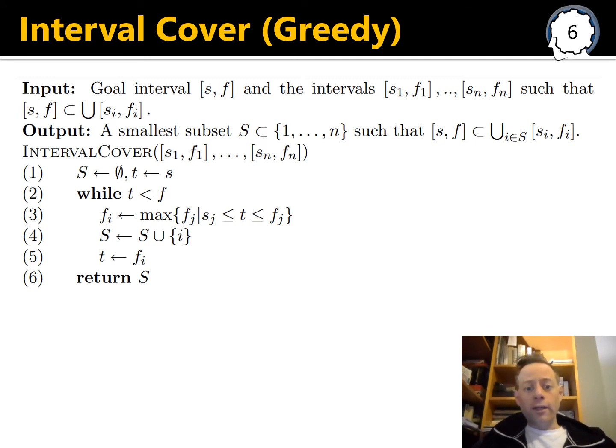So here you're given a goal interval, S, F, and a set of intervals, and we know that the union of all the smaller intervals are sufficient to cover the goal interval. What we're now interested in is finding the smallest subset, so with the fewest number of sub-intervals that is required to actually cover all of the goal interval. And this is then an example of a greedy algorithm.